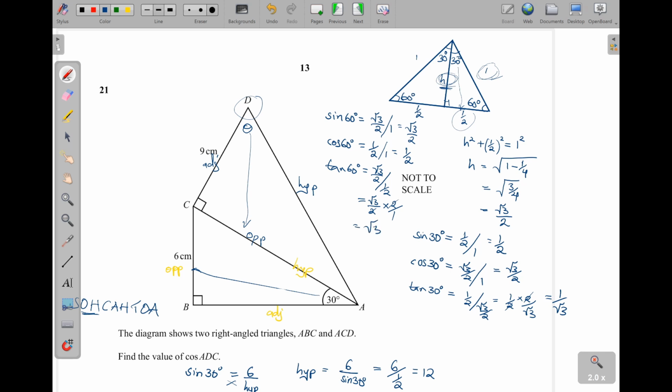And on the look of things here, I want you to pay attention to this: sine of 30 is a half. Cos of 60 is also a half. Cos of 30 is root 3 over 2. Sine of 60 is root 3 over 2. Okay? So this implies, and these angles add up to 90 degrees.